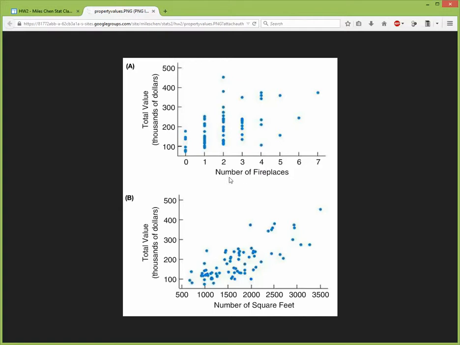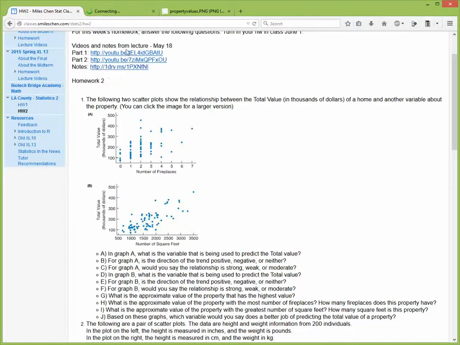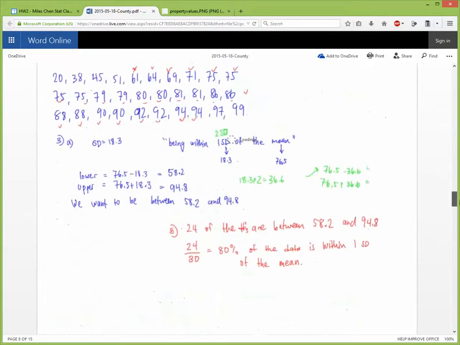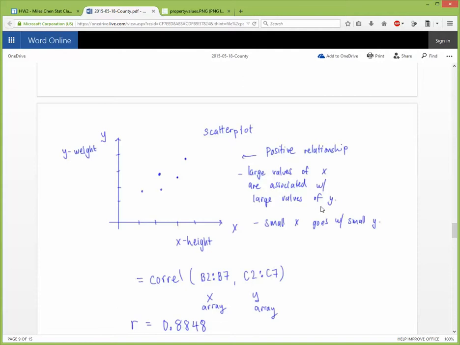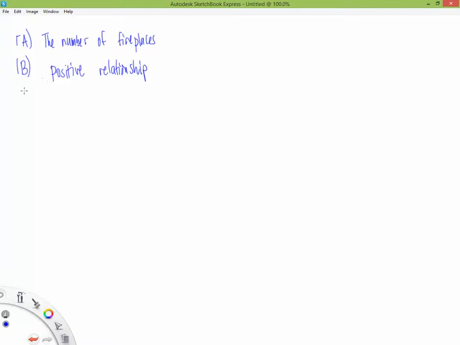Somewhere in your notes, you should have: positive relationship means large values of x are associated with large values of y. I posted the notes up here as well. That's what we see in general. We're talking about overall trends. If a house has lots of fireplaces, homes with lots of fireplaces, if we had to create an overall trend, seems like more fireplaces, higher value. Large x associated with large y. A lot of fireplaces, the property's worth more. So we have a positive relationship there.